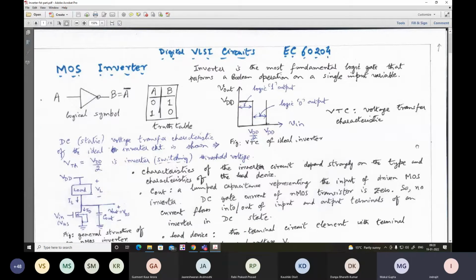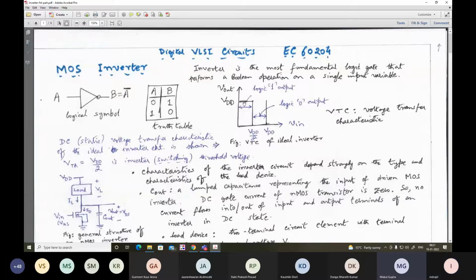The inverter is the most fundamental logic gate that performs a Boolean operation on a single input variable, and this is the normally used logic symbol. B is the output of the inverter, A is the input. Here we write 0 and 1. By 0 and 1 again we do not understand a fixed voltage but a range of voltages.